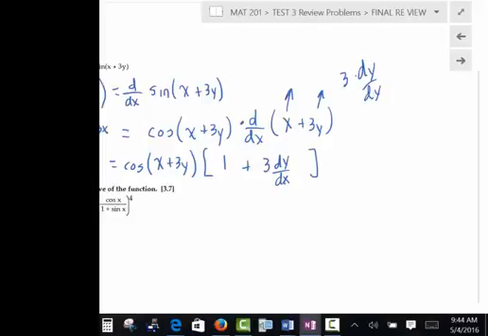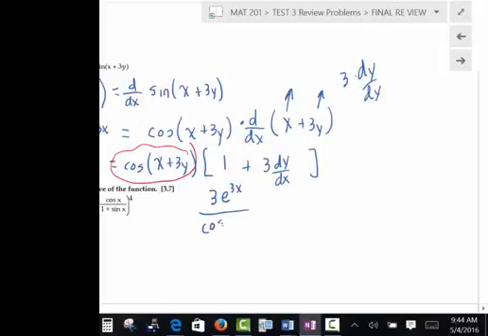Now we can get different kinds of answers on this that are acceptable. One thing you can do on this is if you want to get rid of this whole thing right here, how do you get rid of that whole thing? Divide by it, exactly. Just do this in your head. Let's just do it that way. You could also do a distributive property if you want to, but we don't have to. So we could do it and just get 3e to the 3x over cosine of x plus 3y. Now that's going to leave us with 1 plus 3 dy over dx.